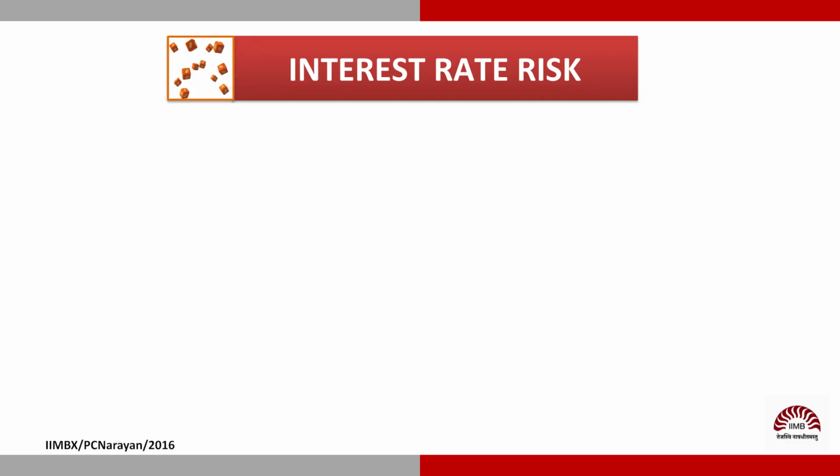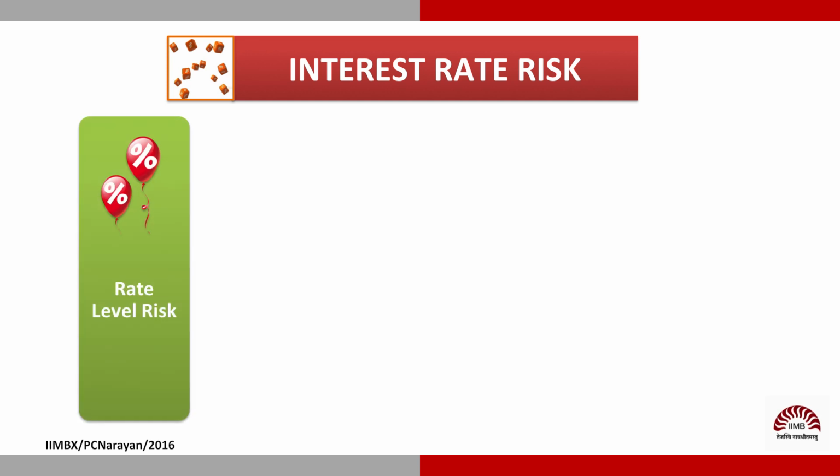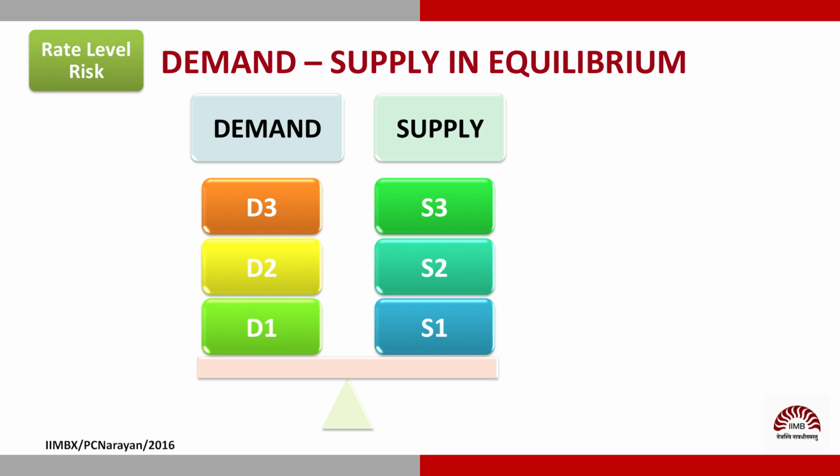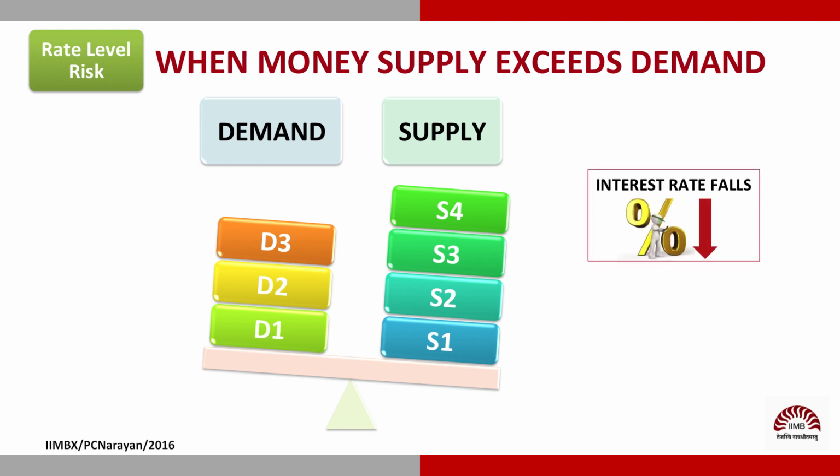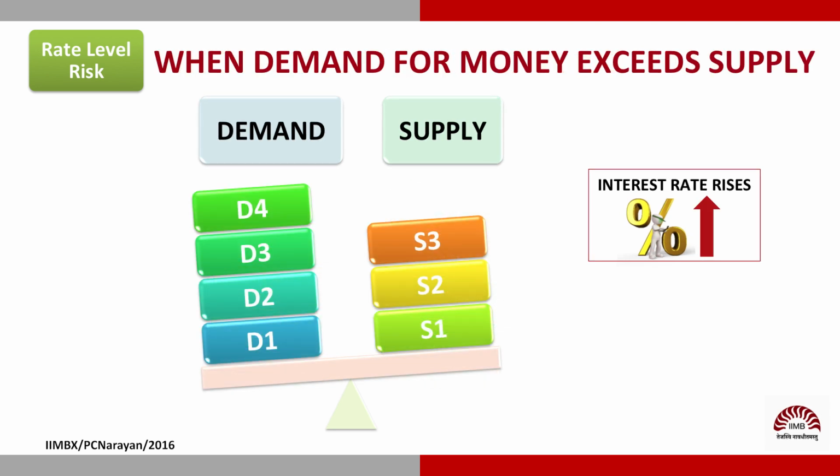The first type of interest rate risk is the rate level risk. As we all know, interest rate is the price of money, driven purely by demand-supply economics. Accordingly, the price or interest rate will go up or down depending on the demand-supply equilibrium. When money supply in any financial system exceeds the demand for money in that financial system, interest rate would fall and would rise if the demand for money exceeds the supply.